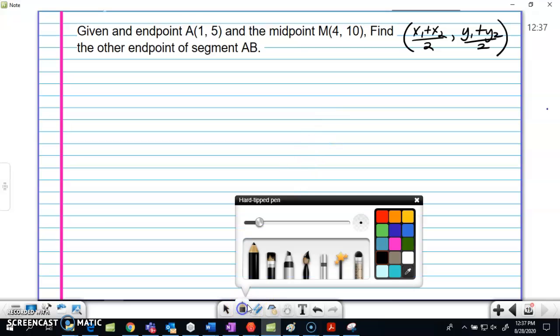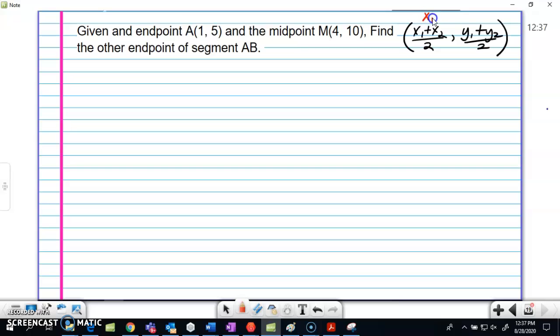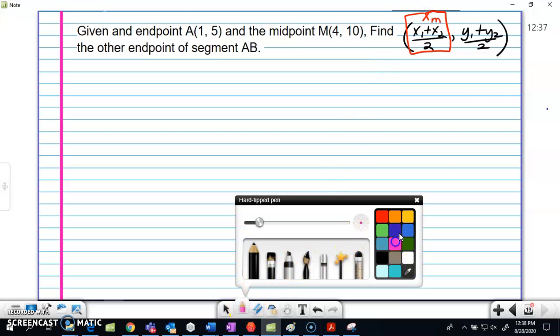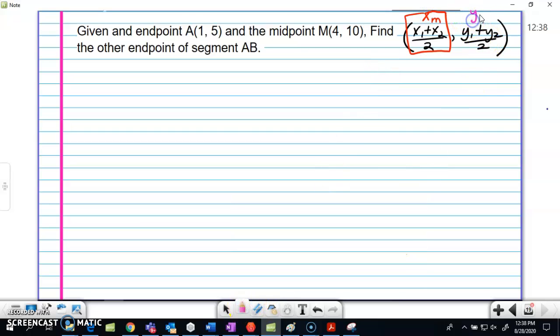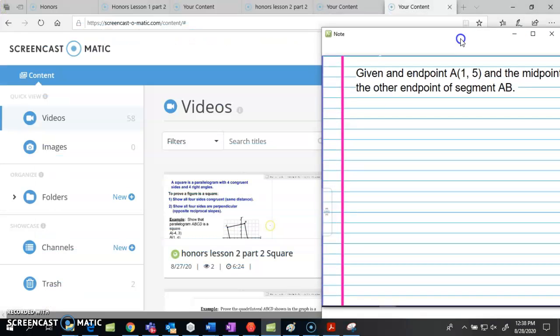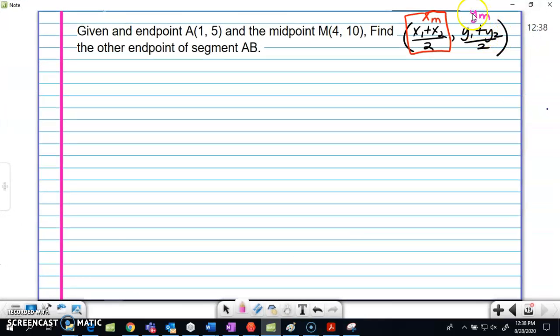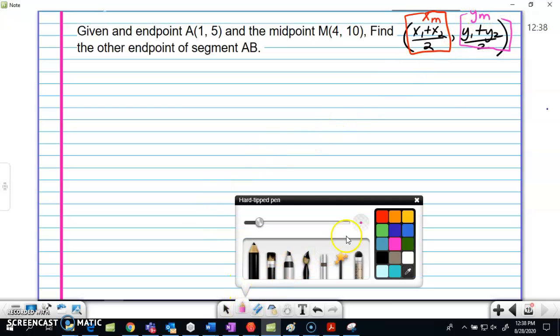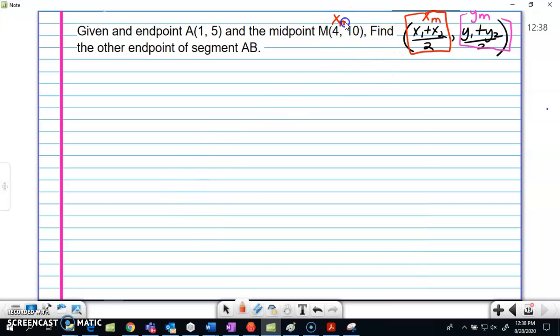And we said that the first fraction, x1 plus x2 over 2, gives us the x coordinate of the midpoint. So I could use this to find the x coordinate of the midpoint. And then the second fraction gives us the y coordinate of the midpoint. So I could use that one to find the y coordinate of the midpoint. So if I just start with x, this is the x coordinate of the midpoint, and this is the y coordinate of the midpoint because it tells me the midpoint is (4, 10).